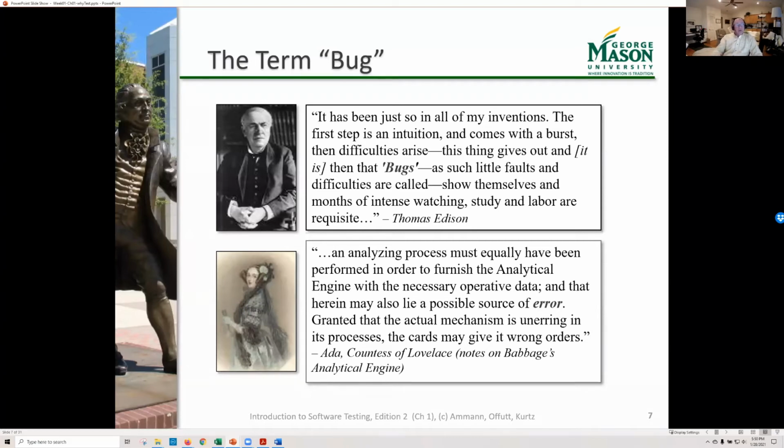Herein may lie a possible source of error. The card, or if the actual mechanism is unerring, the cards, which are what the instructions were, may give the wrong orders. And that is exactly a software fault. So these concepts are remarkably not new.